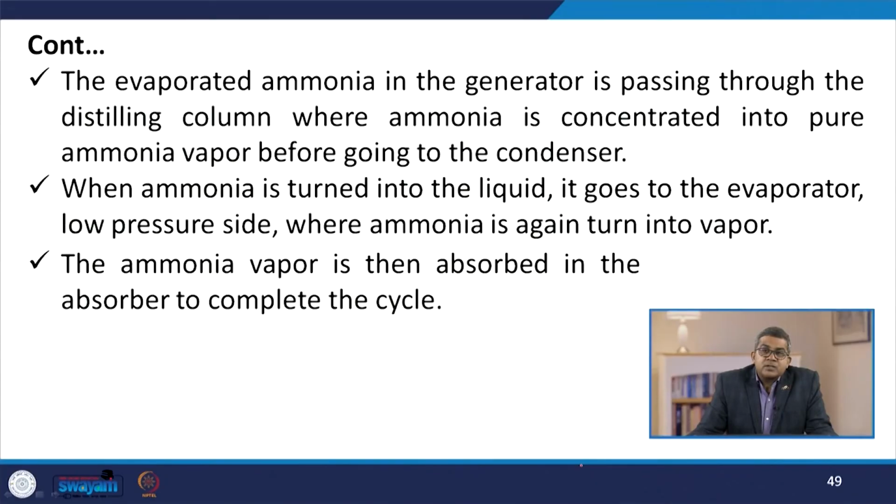When ammonia is turned into the liquid, it goes to the evaporator low pressure side, where ammonia is again turned into vapor. The ammonia vapor is then absorbed in the absorber to complete the cycle.